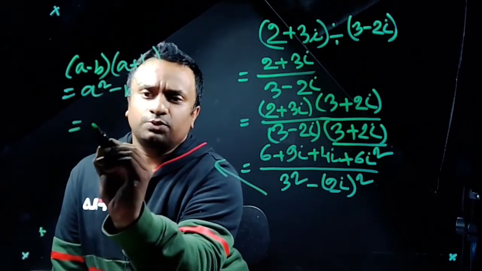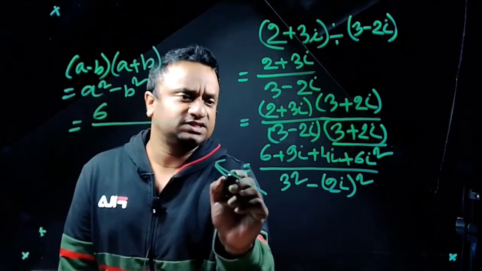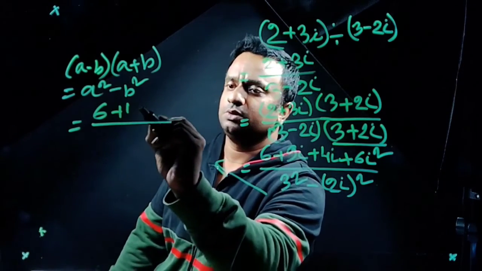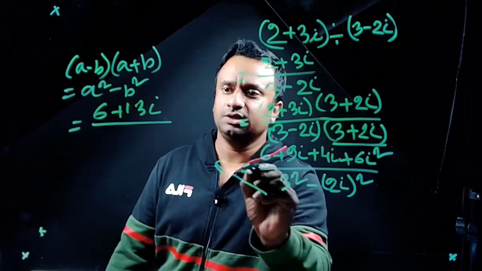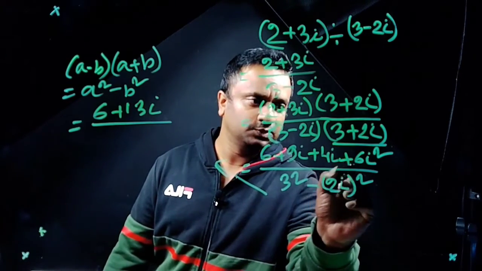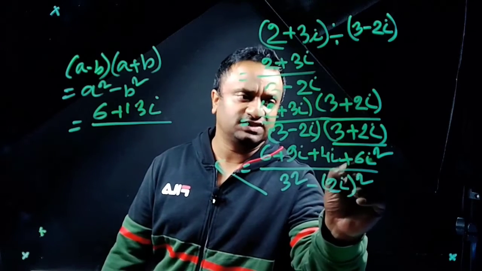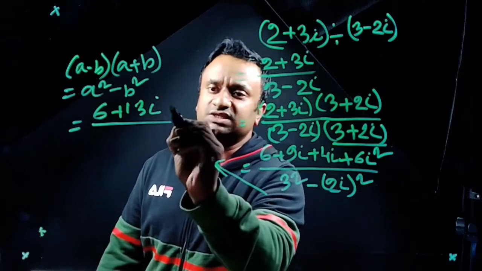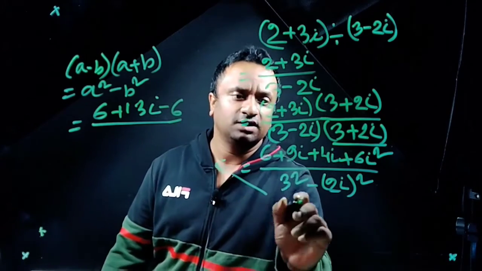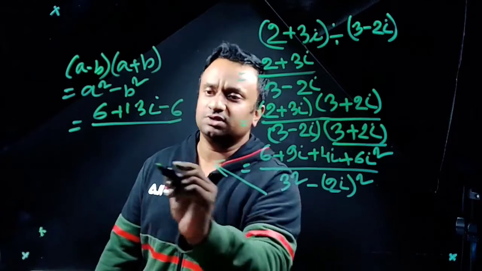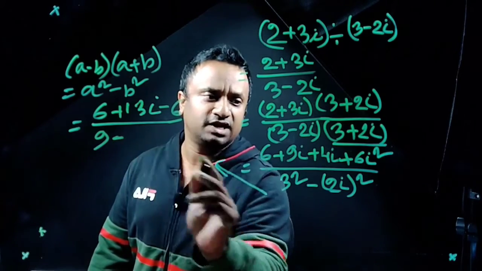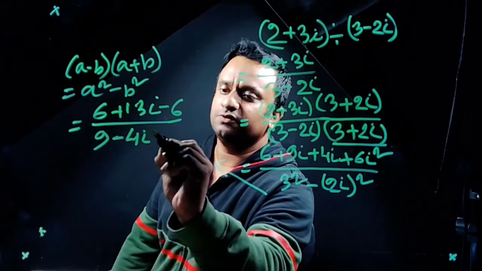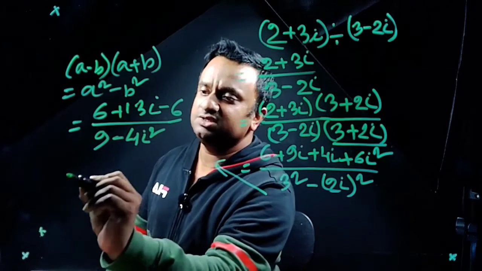So what do we find? 6 plus 13i, and then 6i square. So for 6i square, I can put minus 1 instead of i square. So it becomes minus 6. I just write minus 6 here. Now look at the denominator, that is 9 minus 2i whole square. So 2i whole square can be written as 4i square. So I find another i square here.